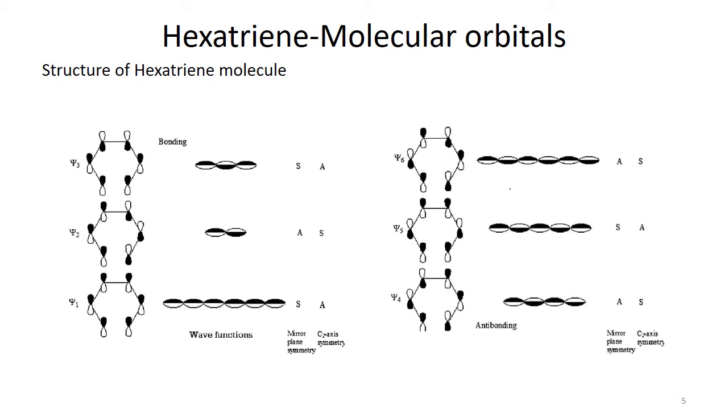So in this case, there is one node between C1 and C2, then we see another node between C3 and C4, and between C5 and C6 there is another node. So there are three nodes in total, and this is one of the antibonding molecular orbitals. And then again psi5 has 4 nodes, and psi6 has 5 nodes.